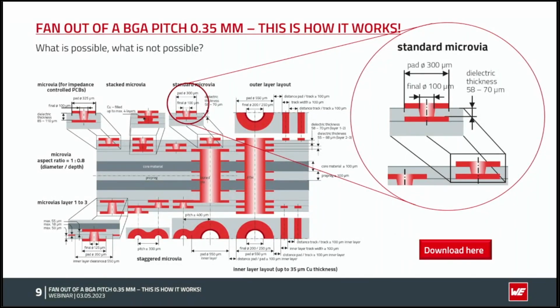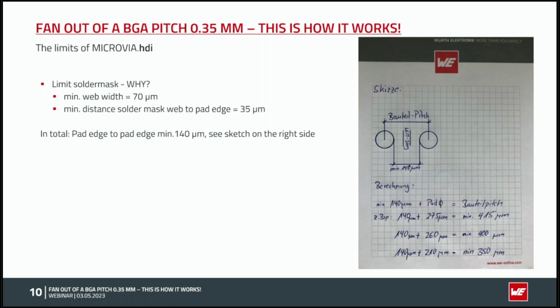Very important for you, the solder mask requirements are fixed, and in the following I will show you a lot of parameters about this. So at first, we make a calculation for this. The biggest limit is our solder mask. Why is this? The solder mask width is 70 microns. The clearance from the pad is 35 microns, and these parameters are fixed.